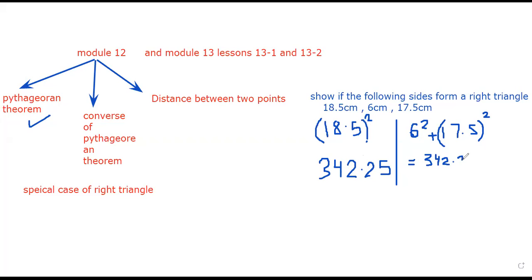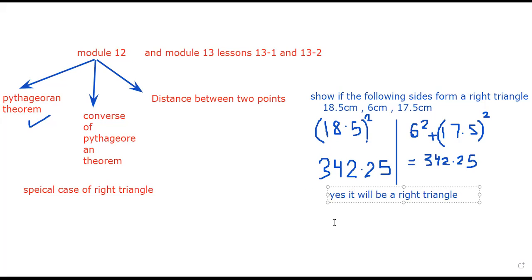So the answer is 342.25. What do you note, grade 8? They're both the same. They both are equal, which means it will be a right triangle.